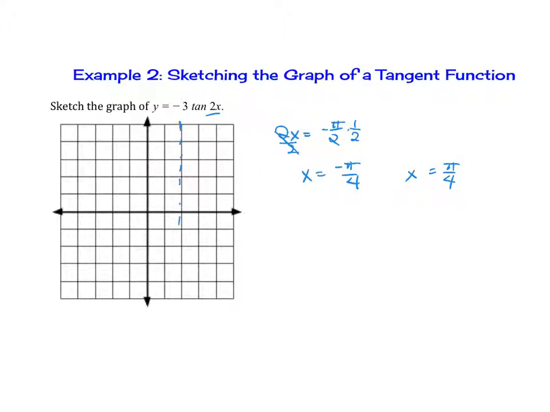So let's sketch that. Negative pi over 4, half of negative pi over 4 is negative pi over 8. So pi over 8 and pi over 4. And then it starts here. It's reflected, so I know on the right, it's going to go down 3. And then on the left, it's going to go up 3. And so that is 1 period of tangent. And then I can repeat.